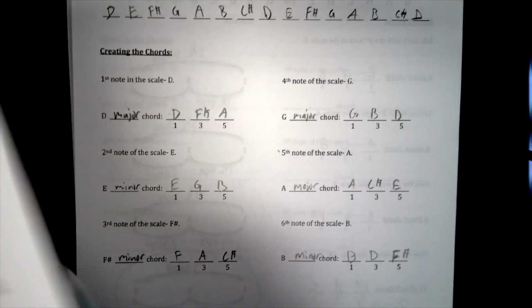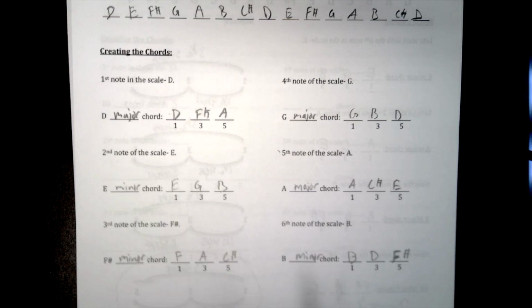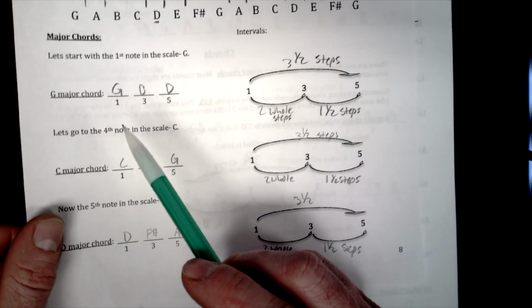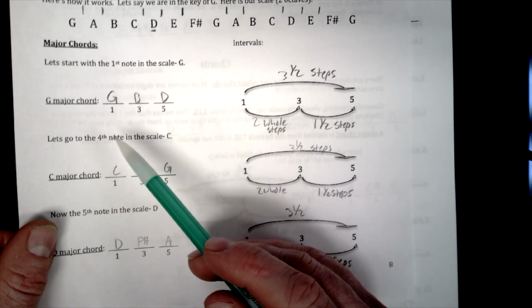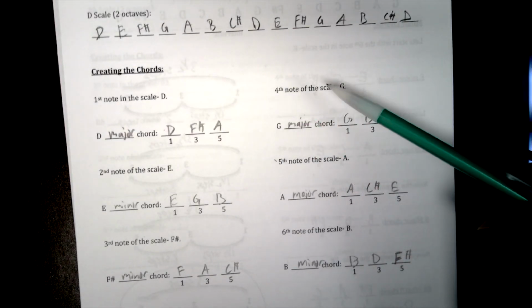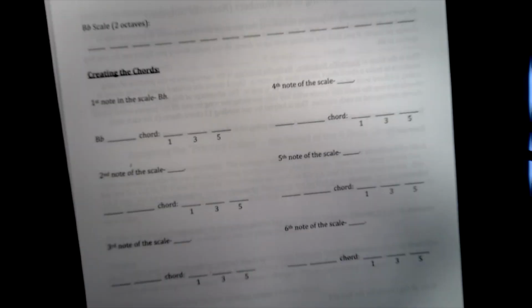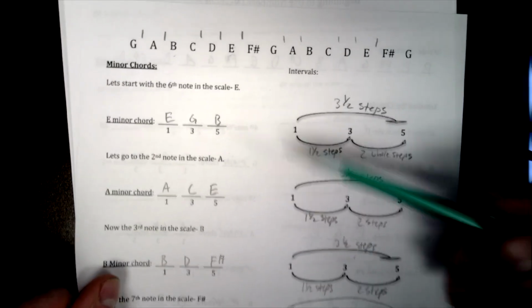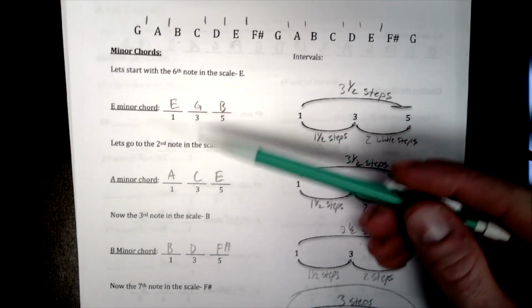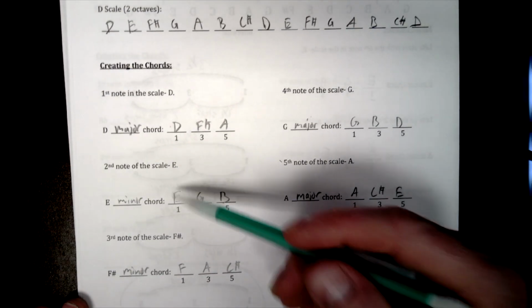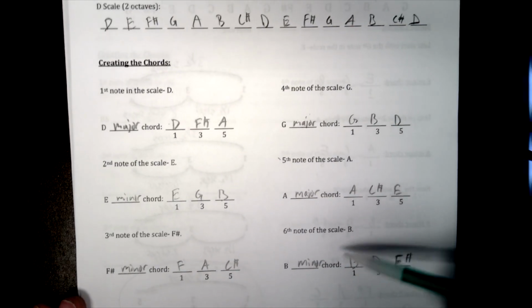Now let's take a look back at our 3 majors from the key of G. We had the 1, the 4, and the 5 were all majors. 1, 4, 5. All those are majors here too. We had, in the key of G, the 6th note, 2nd note, and 3rd note. When we made chords out of those, they were all minor. Okay, going back to this, 2nd, 3rd, and 6th. All of those are minors.